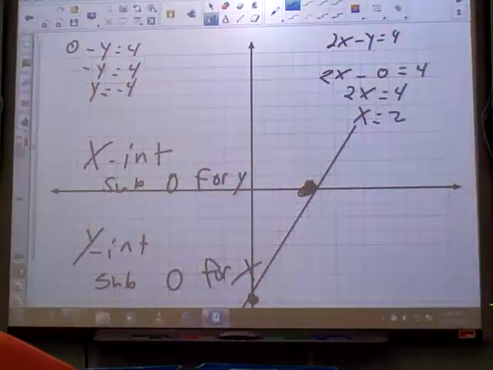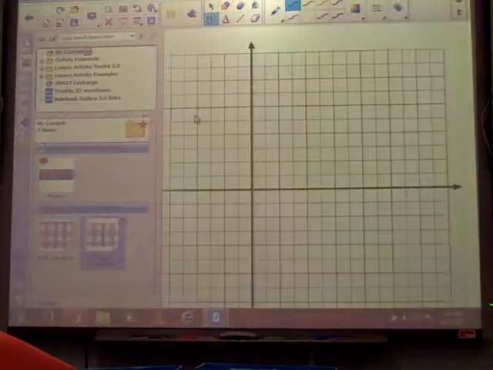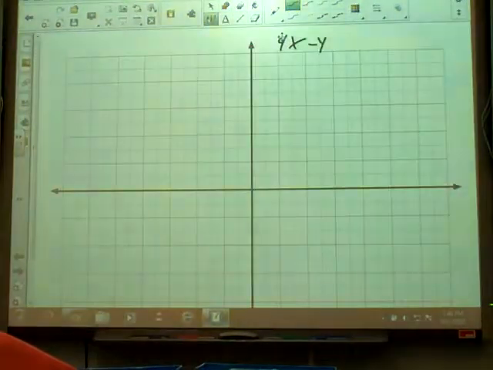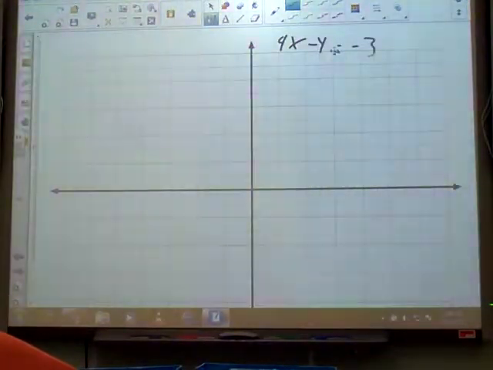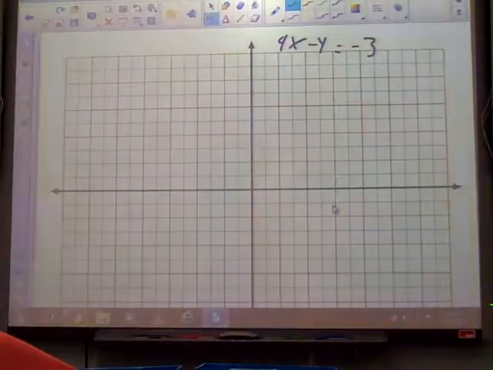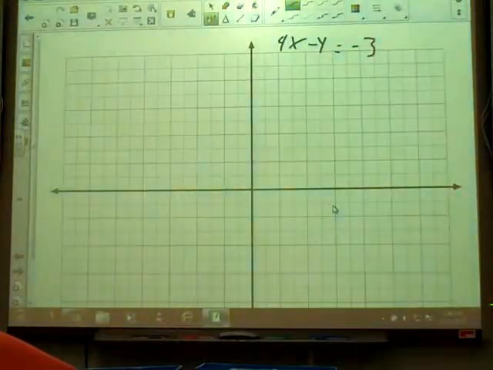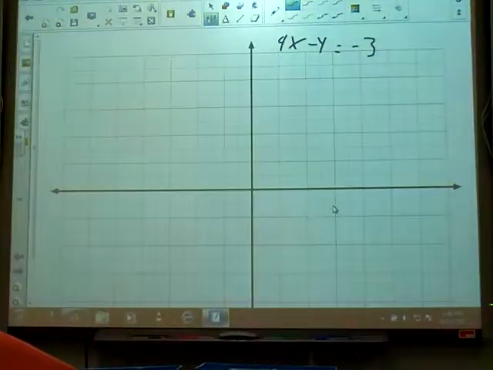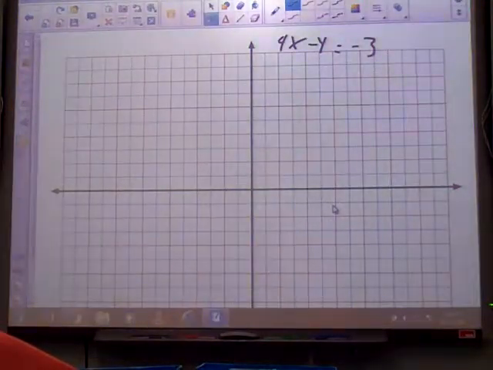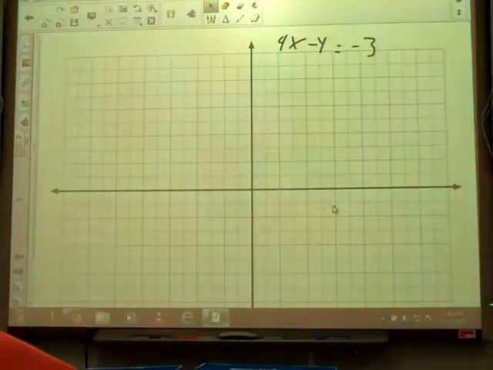All right, this one says, let me get my graph paper. You're fixing to try this one. This one says 4x minus y is equal to negative 3. I want you to do the same two things that we just did. I want you to find the intercepts, and I want you to graph the line. One of your intercepts is going to have a fraction in it, but it's okay. It's easy to work with fractions. It's not like something screwy that you can't handle. Find the intercepts and graph the line. Go.